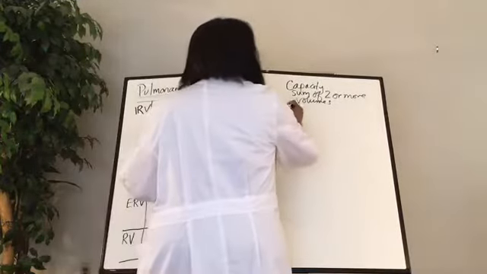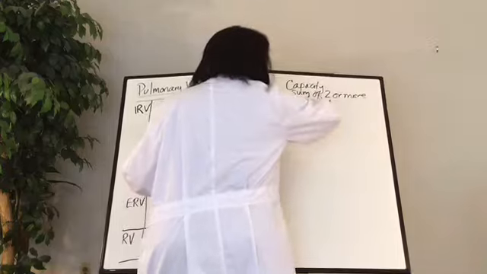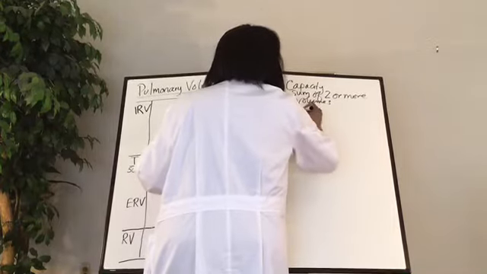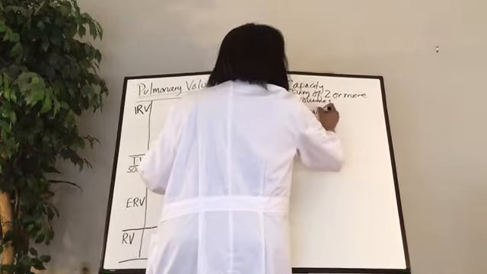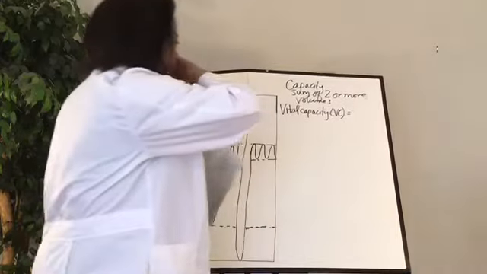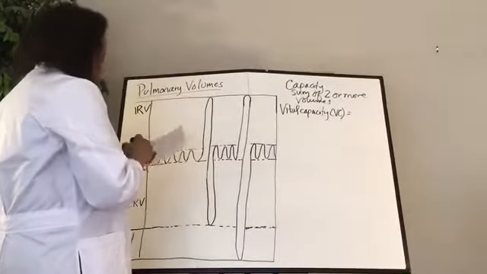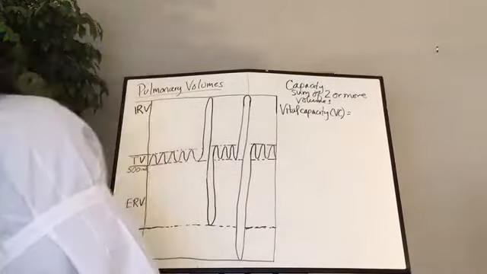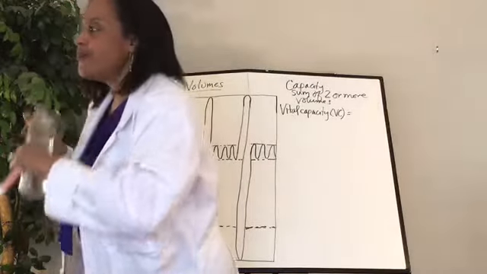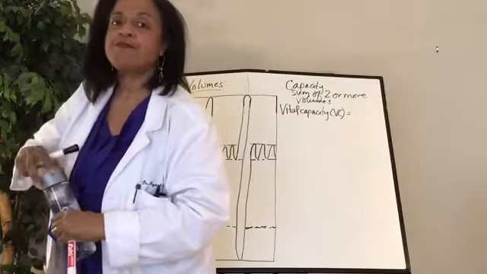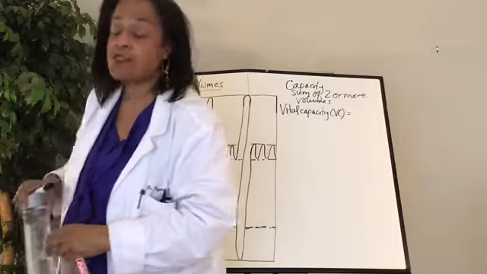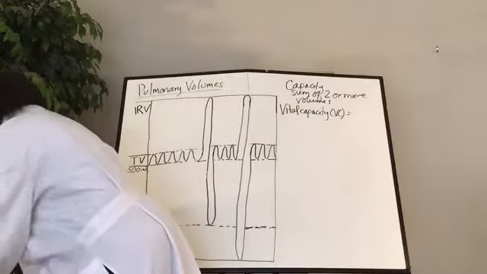Let's look at vital capacity. Vital capacity is going to be equal to tidal volume plus inspiratory reserve volume plus expiratory reserve volume. Okay?